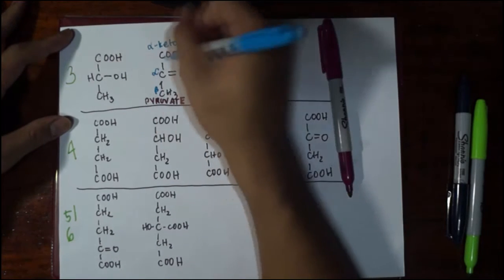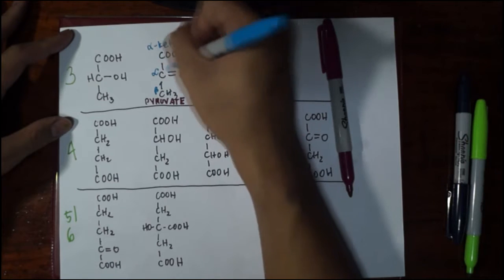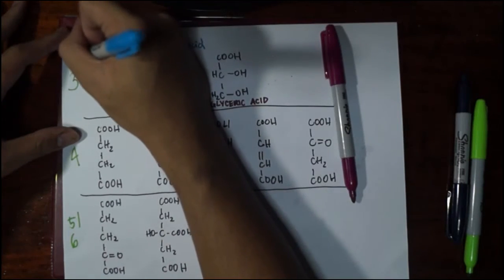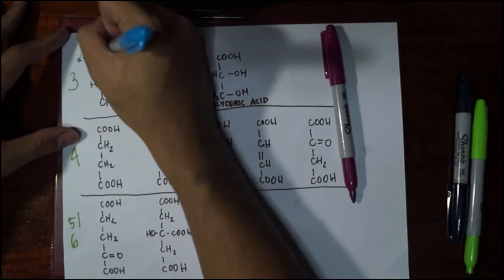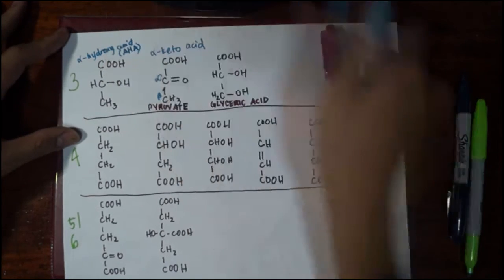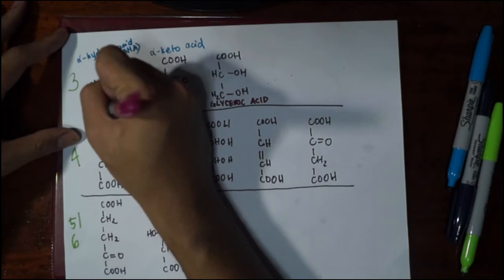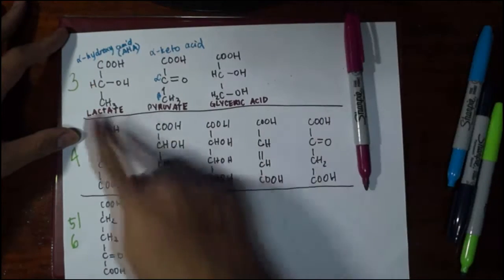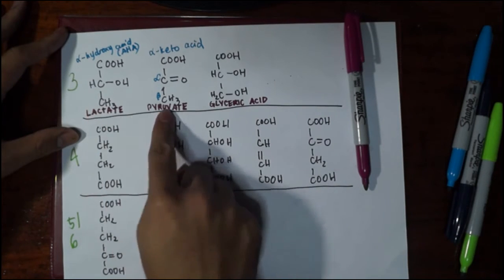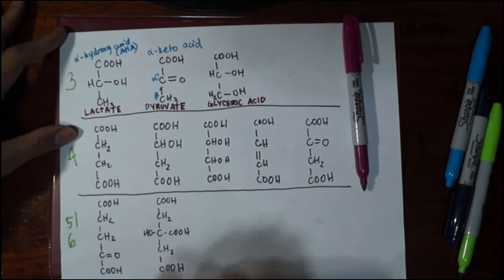As compared to this one, which is what happens when you reduce this carbonyl group of pyruvate into a hydroxyl group. So this one is an alpha hydroxy acid, or an AHA. And the name of this one in particular is lactic acid, or simply lactate. So the relation of lactate and pyruvate is that lactate is the reduced form of pyruvate, or in other terms, pyruvate is the oxidized form of lactate.